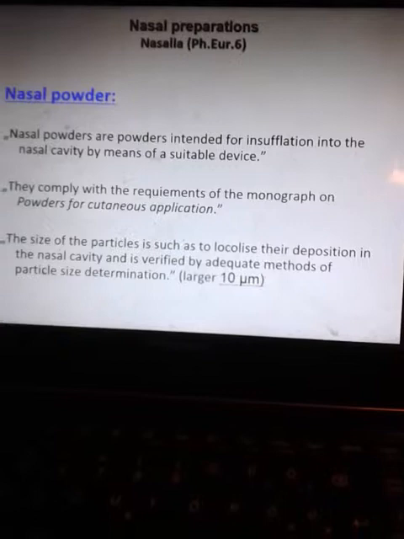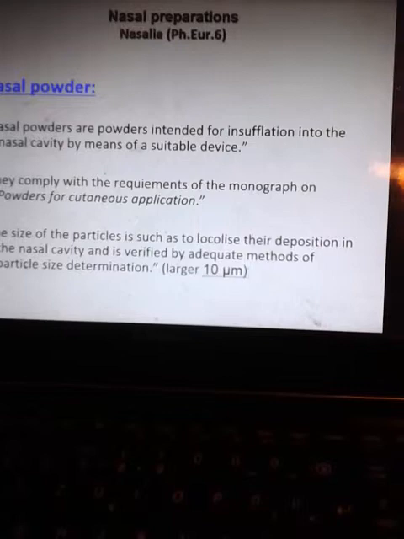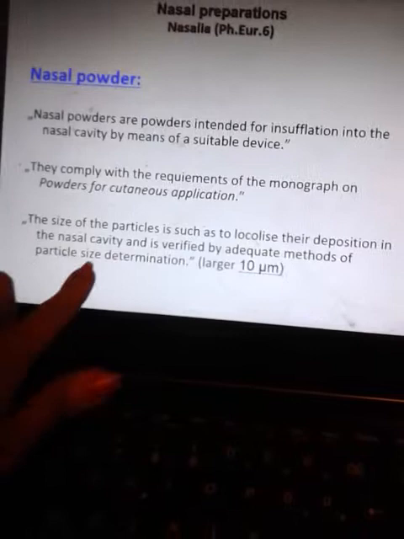The size of the particles is such as to localize their deposition in the nasal cavity and is verified by an adequate method of particle size determination: larger than 10 micrometer.